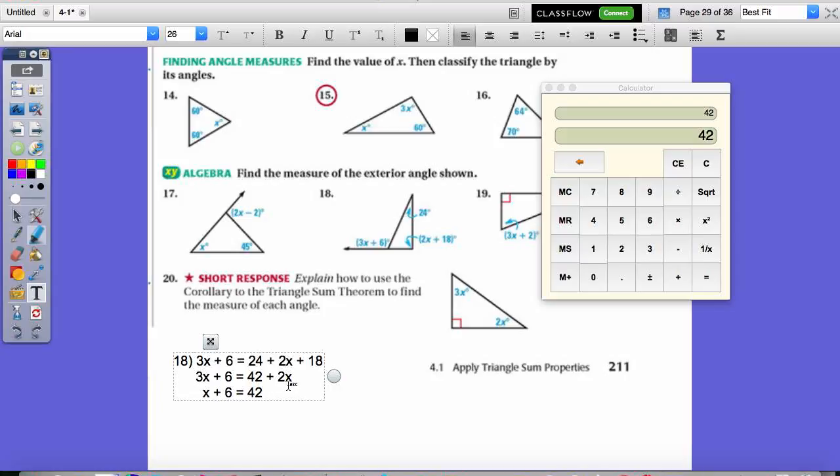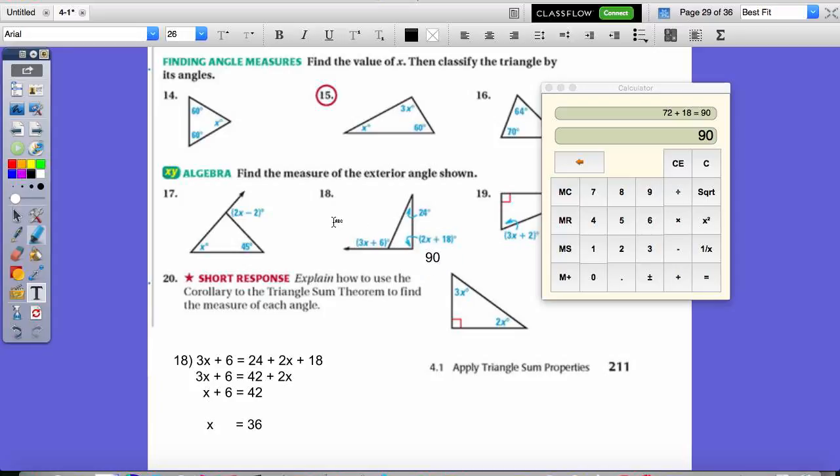42 minus, okay, because we subtracted 2x from both sides. Now we're going to subtract 6 from both sides. And 42 minus 6 is 36. So let's check this out. Here, we have 2 times 36, which is 72, plus 18 equals 90, which is good because it actually looks like a right angle. Look at that. It's 90.